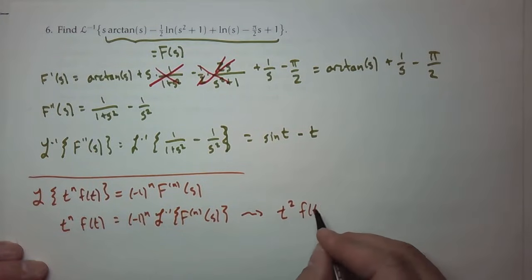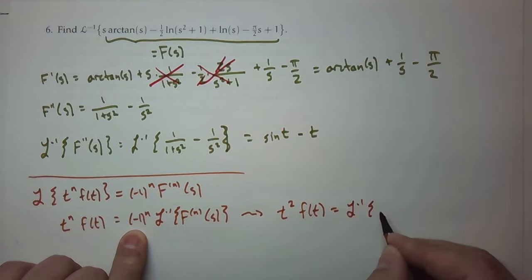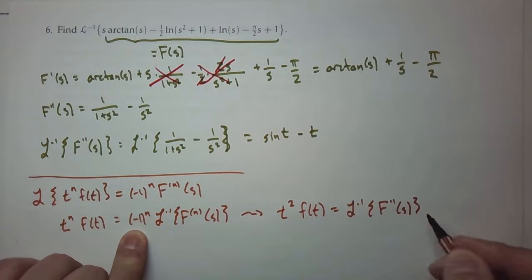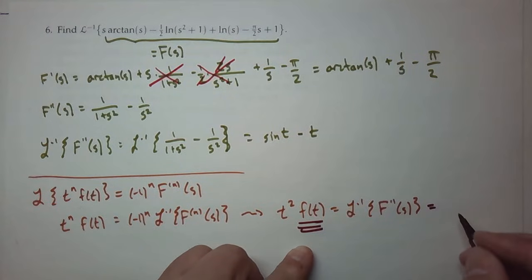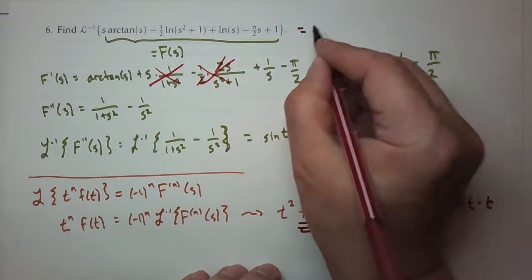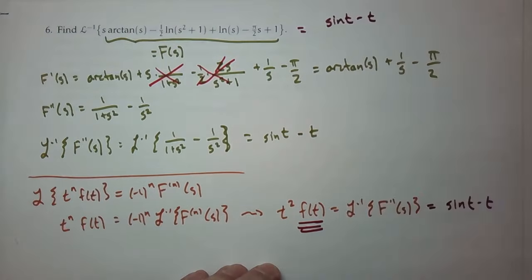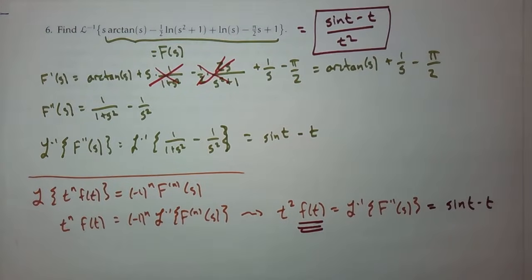Now, in our case, we did the second derivative. So t squared f of t, negative 1 to the n is just 1, is the inverse Laplace of f double prime of s. Now, what are we after in this formula? We are after just f of t by itself. So, what do we have? We have t squared f of t is sine of t minus t. So what do we do to get f of t? We divide by t squared. So our answer is sine of t minus t divided by t squared. And that's it.